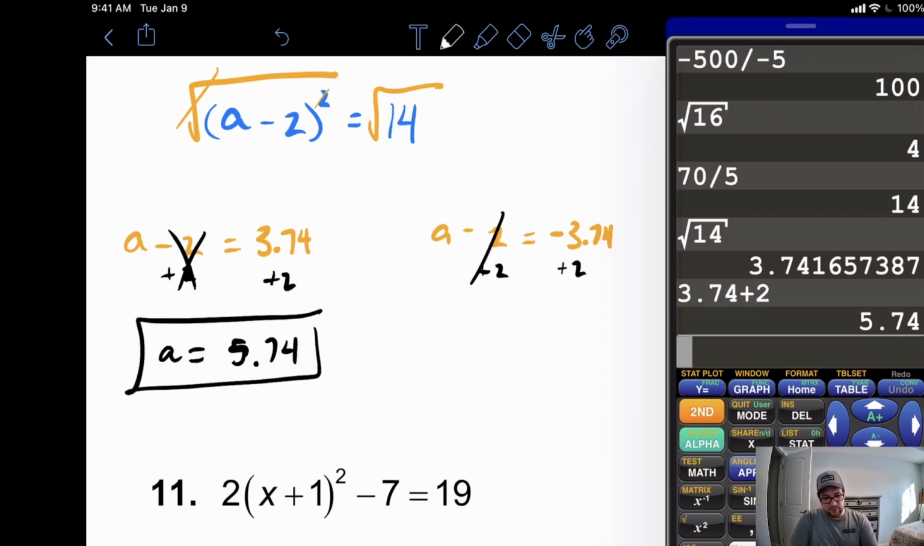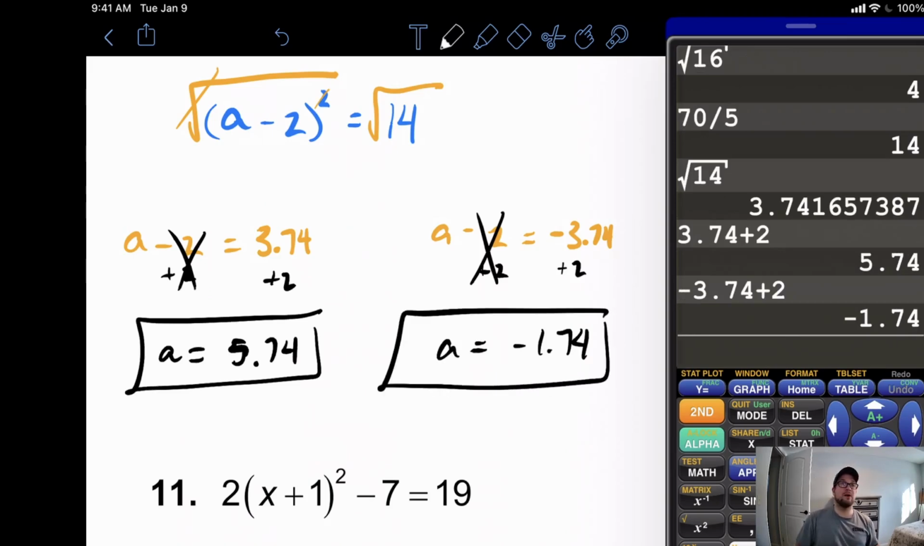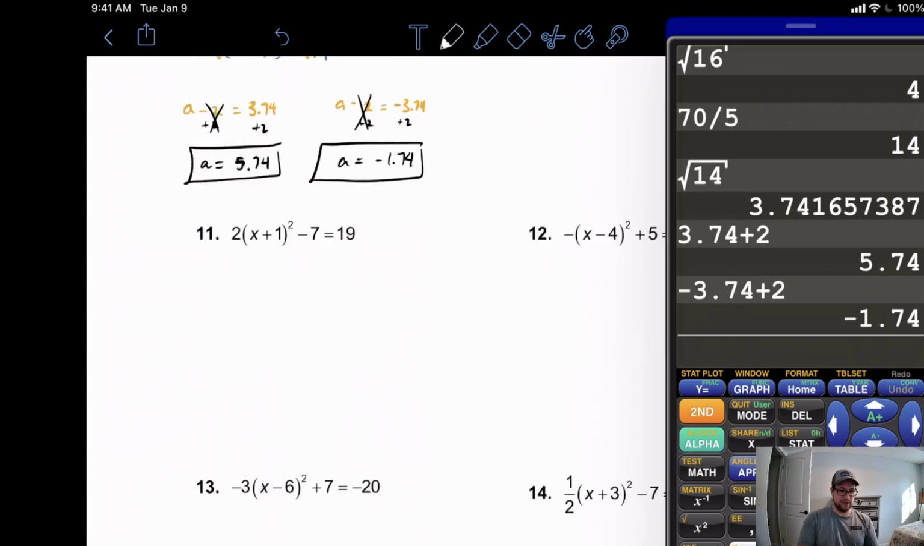On the other side, we added 2 to both sides. Negative 3.74 plus 2 is negative 1.74. And that will be our second answer, right? So we still follow pretty much the same process. It's just now when I square root both sides, I'm not done. I have a little bit more work to do. Looks like we got 2 problems left.